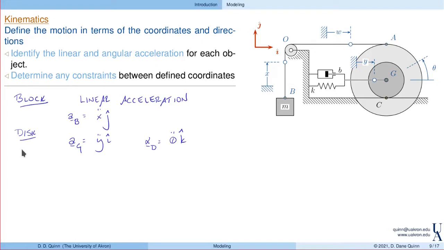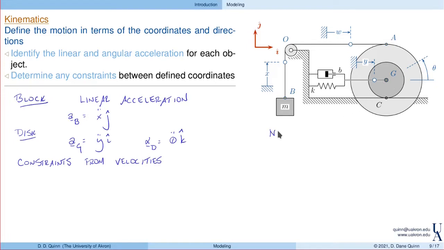So we need to identify those constraint equations. And the constraints are naturally determined by looking at the velocities. So these constraints come from velocities. There are lots of different ways to develop constraint equations, but quite honestly, I find that this is the easiest one to apply and to understand.